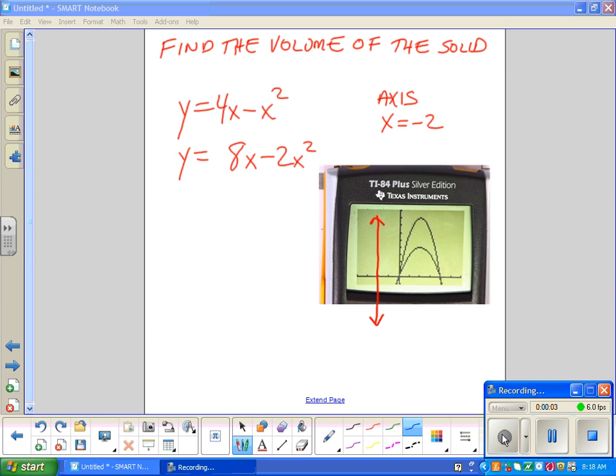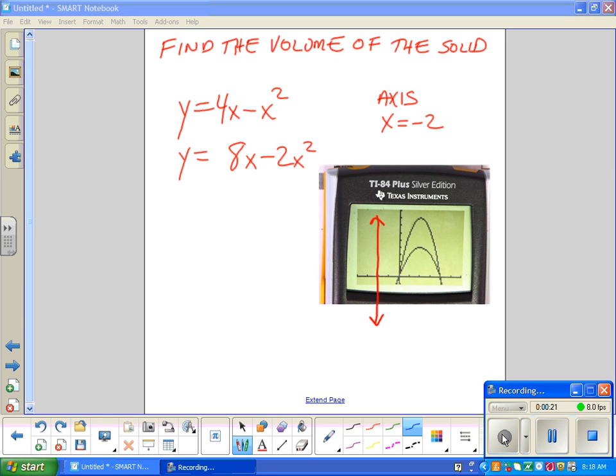All right, find the volume of the solid. I have two parabolas, y equals 4x minus x squared, and y equals 8x minus 2x squared. I've graphed them on my TI calculator on the board. It's about the axis x equals negative 2, which I drew in red, and we're going to make that solid about this axis.